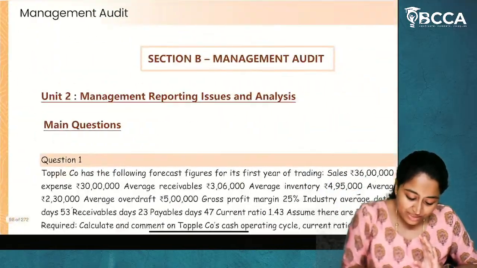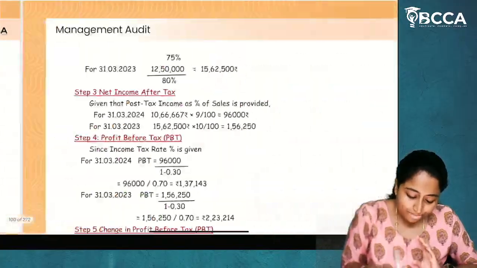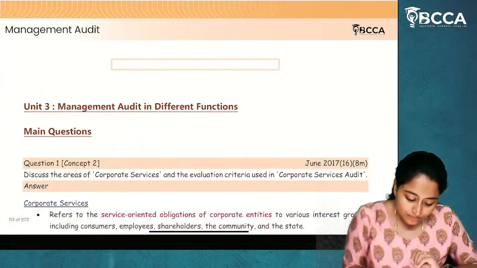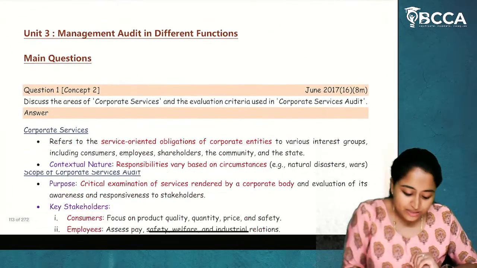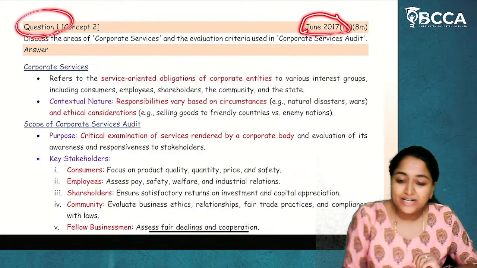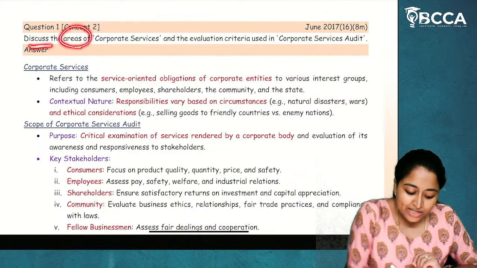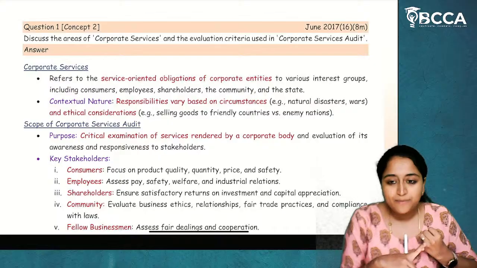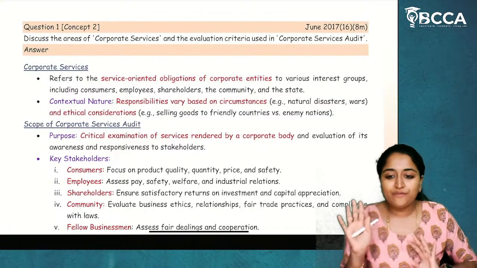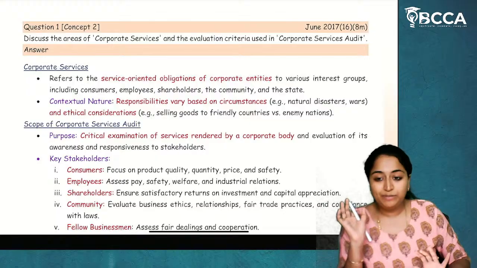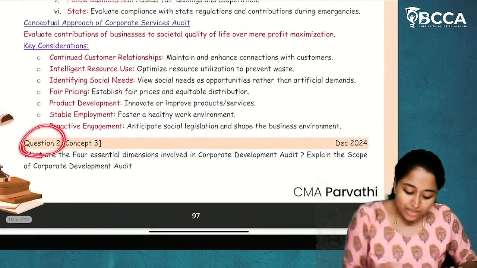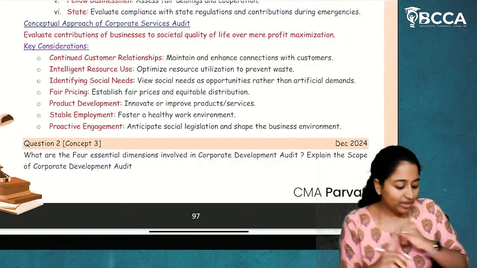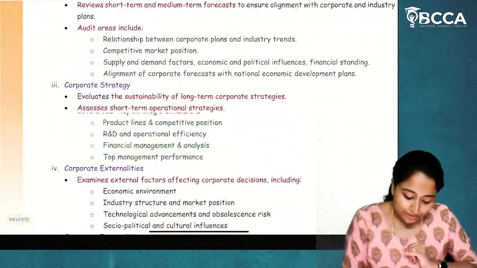See the questions which are tested. Management audit in different functions. In question number 1, this was tested in June 2017: discuss the areas of corporate service and evaluation criteria used in corporate service audit. We have discussed corporate service audit, so you have to write how corporate service evaluation will be done. Then question number 2, December 2024 attempt, regarding corporate development audit. A question has been tested on corporate development audit.